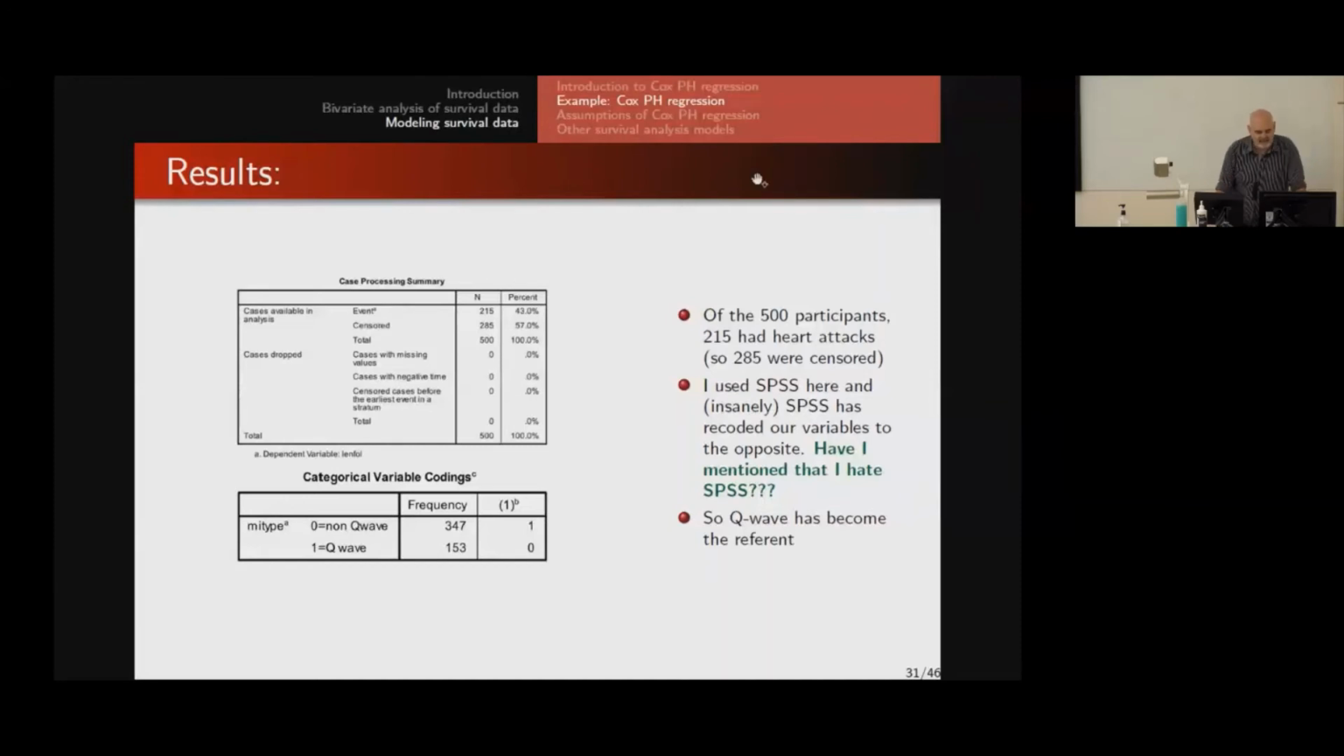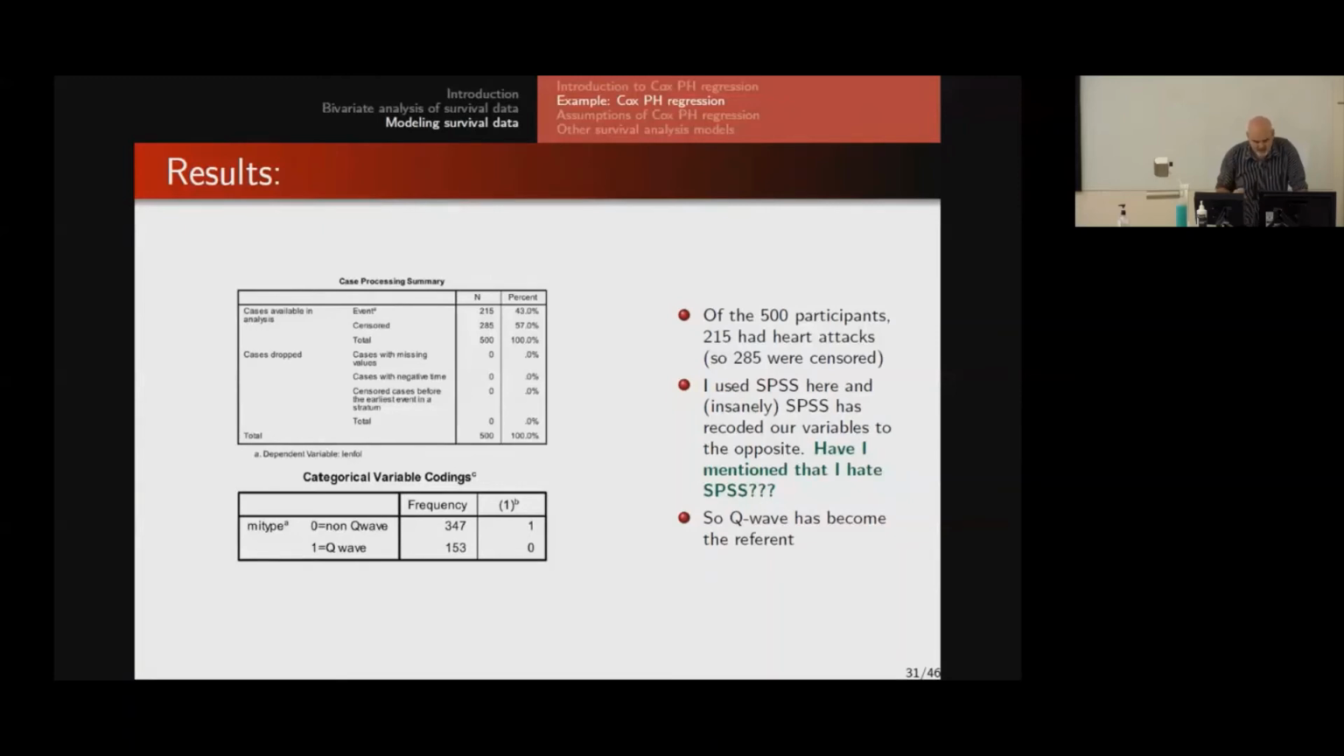Now here, let me give you an example. I dummy coded myself non-Q wave to be 0 and Q wave to be 1. Now SPSS said, no, Cameron, you're an idiot. Really? I'm going to switch it around on you, okay? So I don't care that you called one 0 and the other 1.